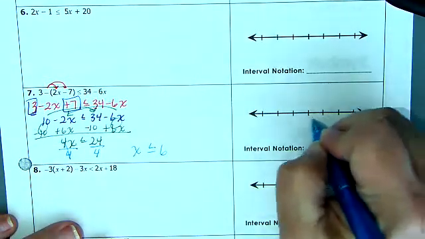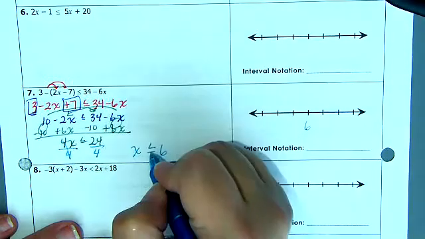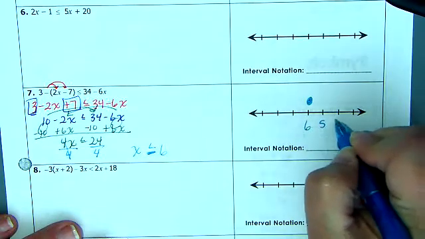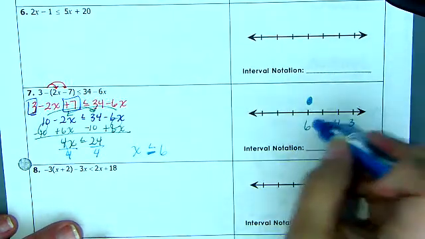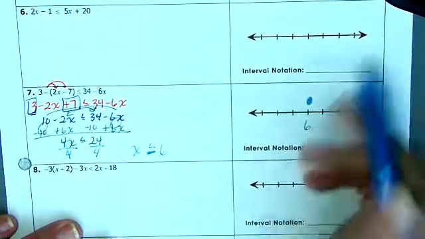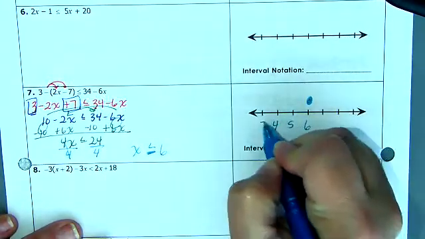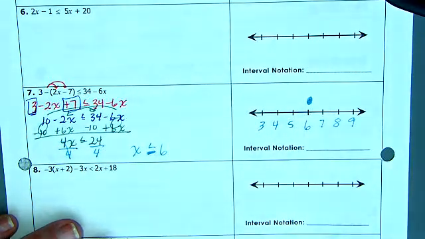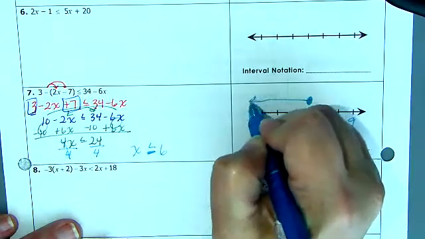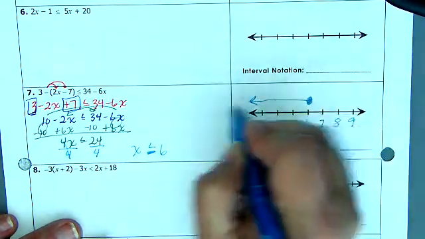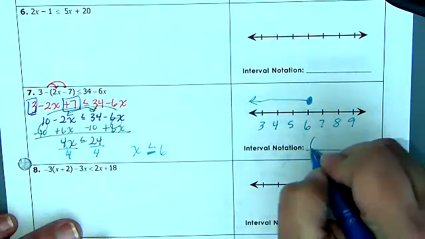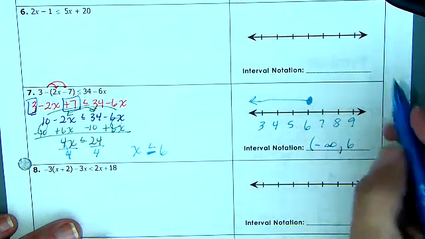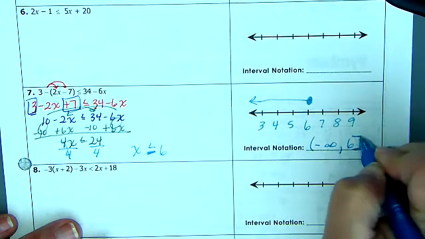So I have 6 in the middle. It's equal to, so therefore it's a filled in dot. I have 5, 4, 3. Nope, wrong direction. 5, 4, 3, 7, 8, 9, because they're all positives. It's less than, so we go in this direction. These are everything to negative infinity. So I have open parentheses, negative infinity, comma. 6 is where it stops. It's equal to, so therefore we have another bracket here.